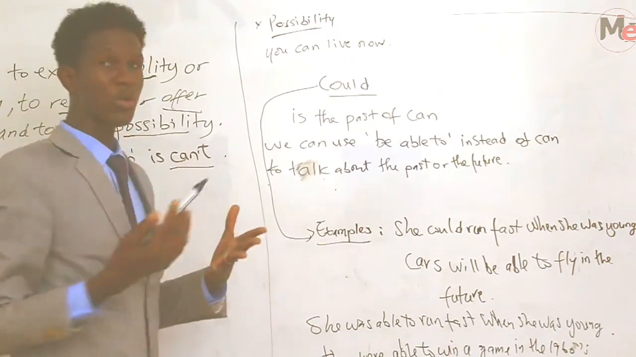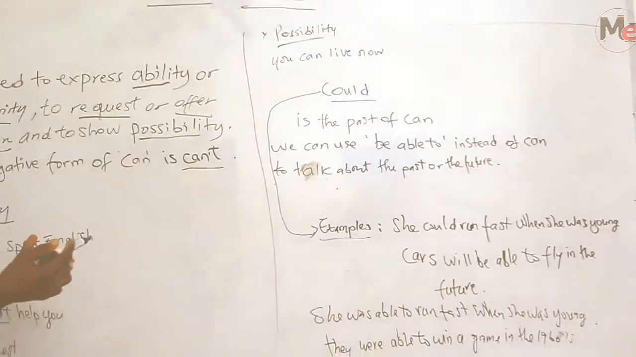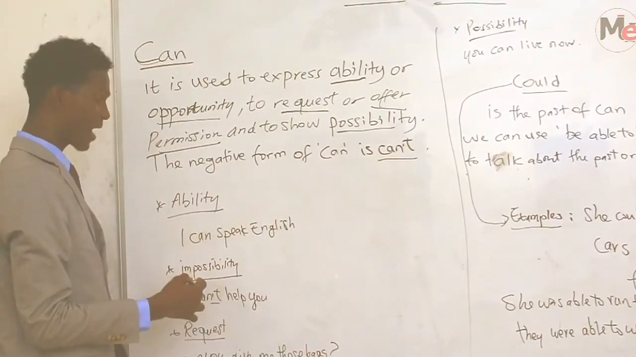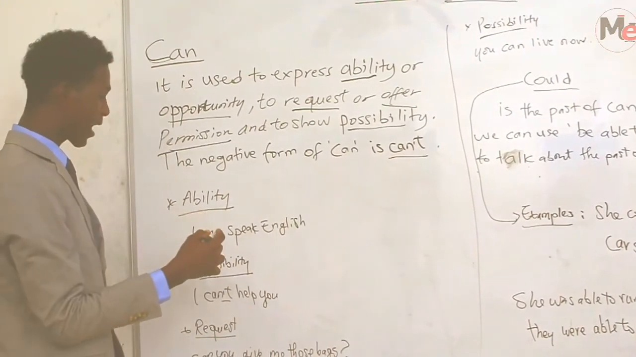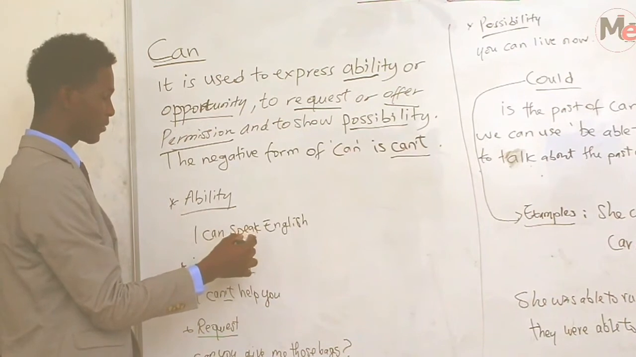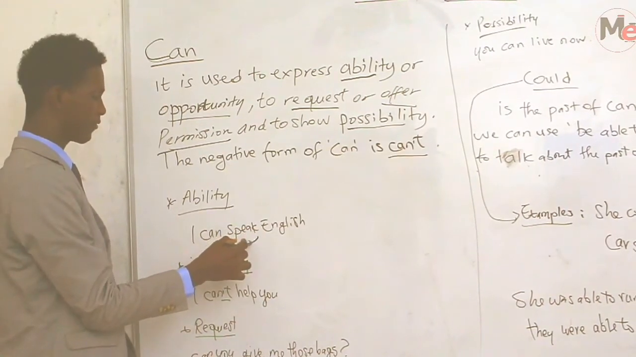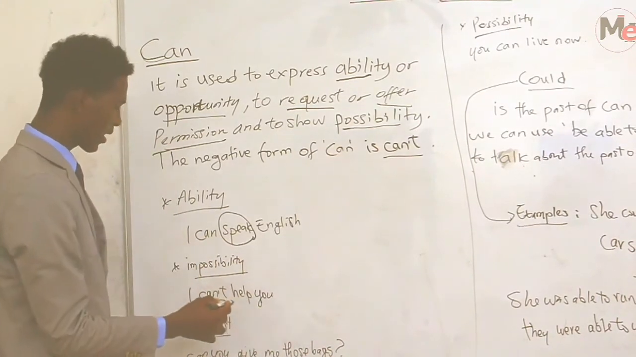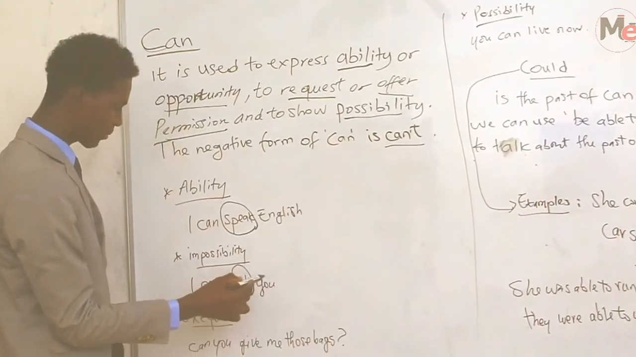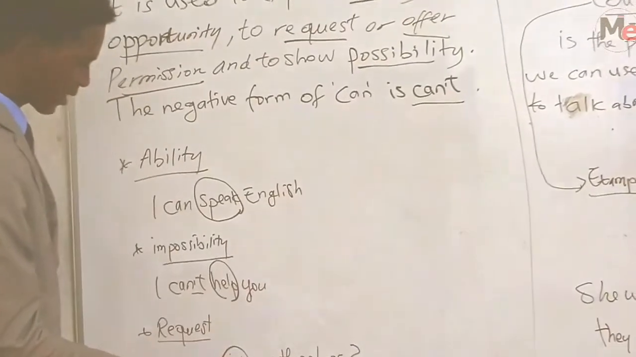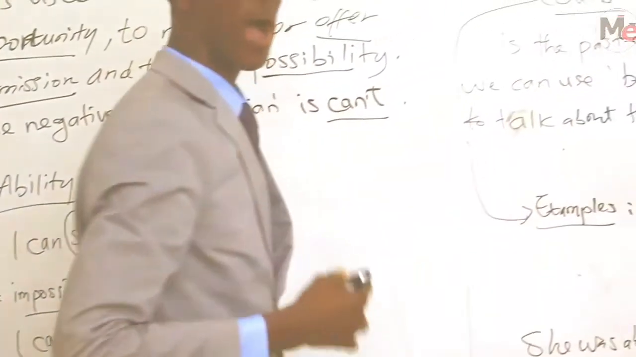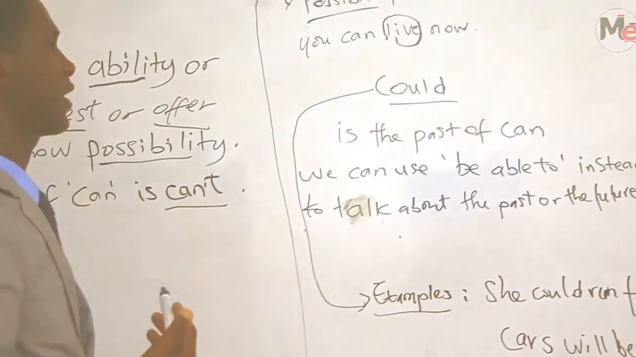Notice in all these examples, as I mentioned before, the modal verb can is before an infinitive verb. Here we have I can speak, I can't help, can you give me, okay? And here, you can leave. All of these verbs after the modal verb are in infinitive form.